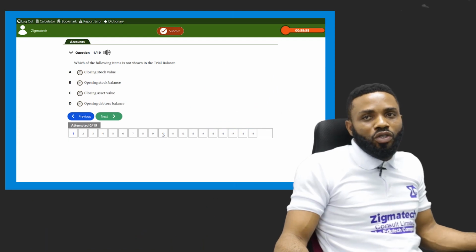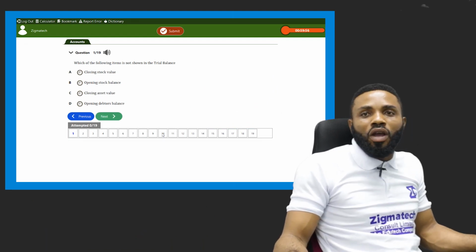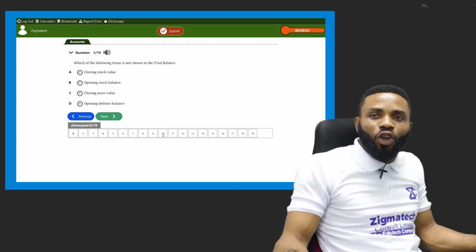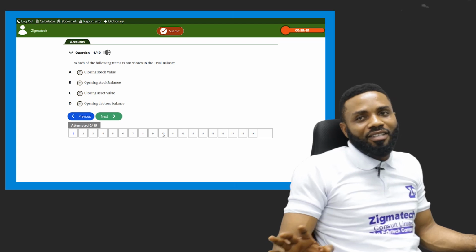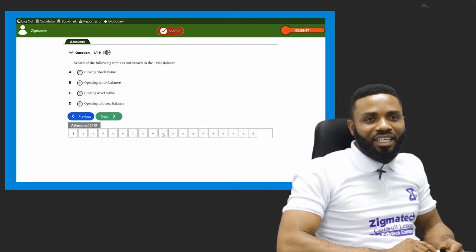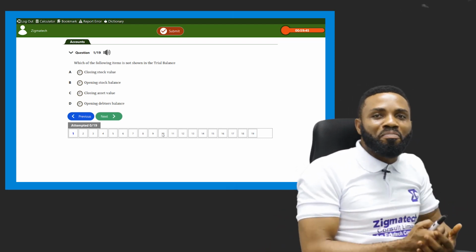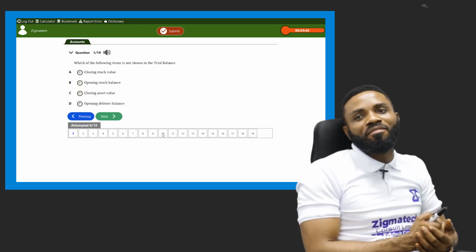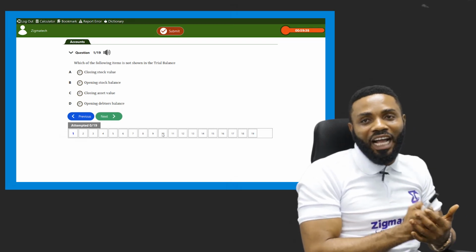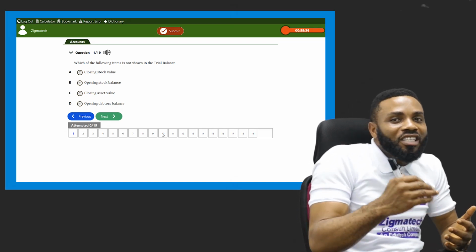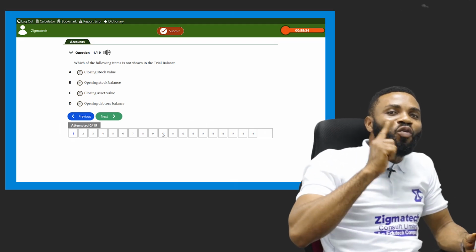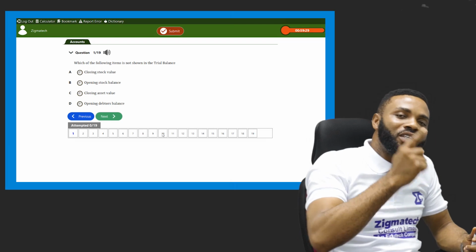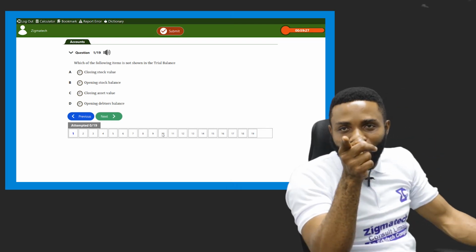All the possible questions under this particular topic will pop up. The first one says, which of the following items is not shown in the trial balance? Which of them is not shown in the trial balance? Now, the trial balance is always prepared at the end of the accounting year. So if you look at all these transactions, you see that it is only one transaction that comes at the end of the year. That is closing stock.